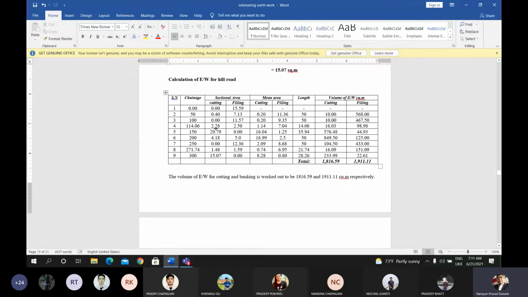0.0 and 2.28, mean area is equal to 1.14. For this, 11.57 plus 2.50 divided by 2, you will get the value of 7.04. In this way, the mean area of the respective cutting and the filling is calculated.